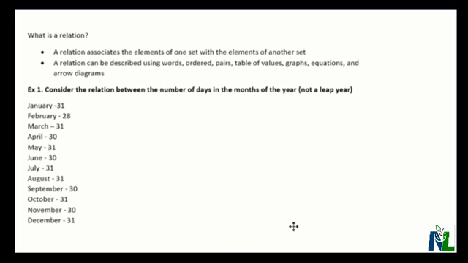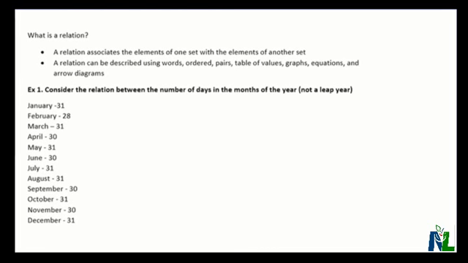What is a relation? A relation associates the elements of one set with the elements of another set. A relation can be described using words, ordered pairs, tables of values, graphs, equations, and arrow diagrams. We're going to look at the example between the number of days in the months of a year.